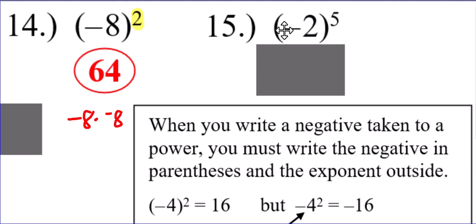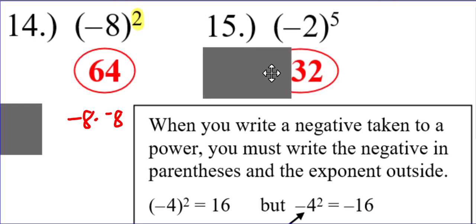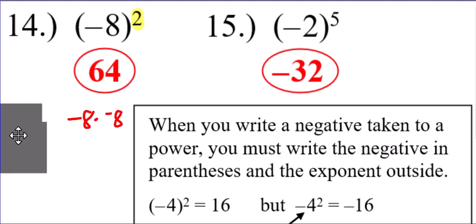All right, what about negative 2 to the 5th power? Okay, let's do this together. 2 times 2, I'm actually using my fingers here as I'm recording this video. 2 times 2 is 4, times a third 2 is 8, times a fourth 2 is 16, times a fifth 2 is 32. But since it's an odd exponent, this is going to be negative 32, because an odd amount of negatives multiplied together will give you a negative answer.